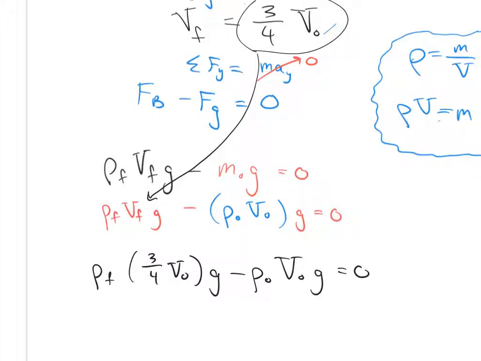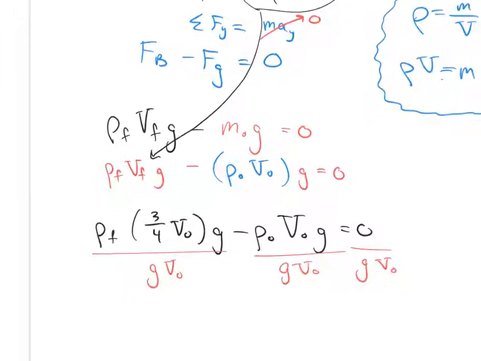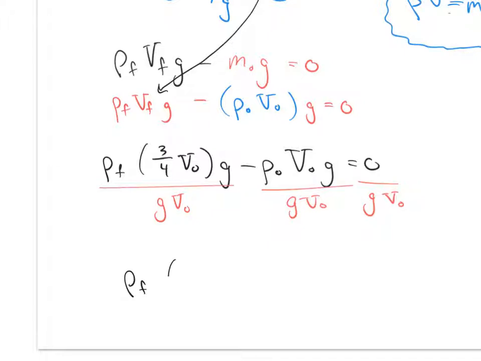What do you notice here? Remember, forget the 0. What's in both of these terms? G. What else? VO. So divide all three terms by G VO at this point. Now, 0 divided by anything is still 0. That's why this is useful. We're left with rho F times 3/4 minus rho O. It's really convenient to do this problem this way because VO and G drop off. Move the density of the object over to the right side.